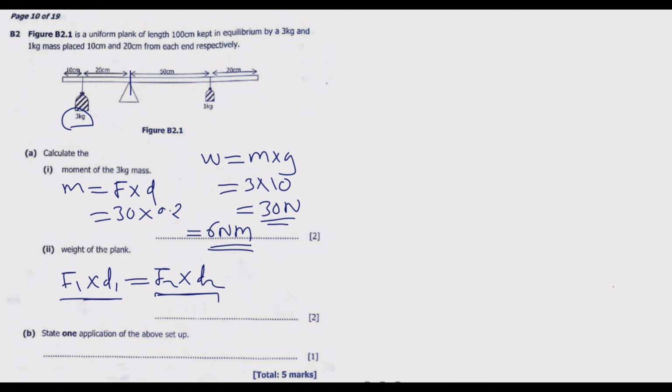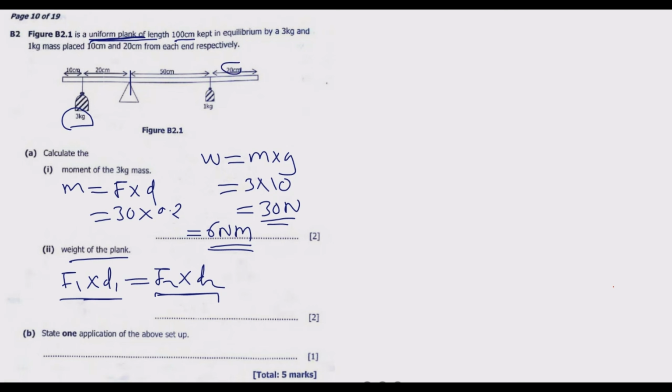Since we are calculating the weight of the plank, we need to find the center of the plank, the center of mass. Where will the weight be concentrated? It will be concentrated halfway, because this is a uniform plank. The halfway is 50 centimeter because this is 100 centimeter. So we have 20.